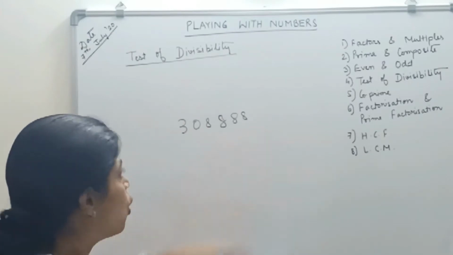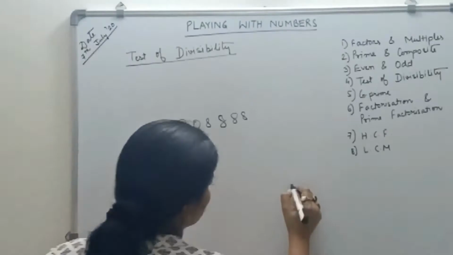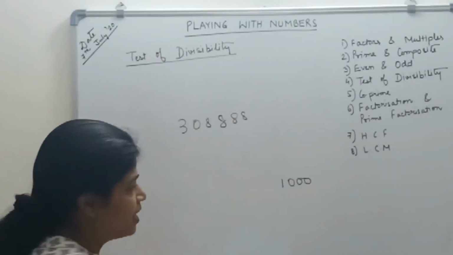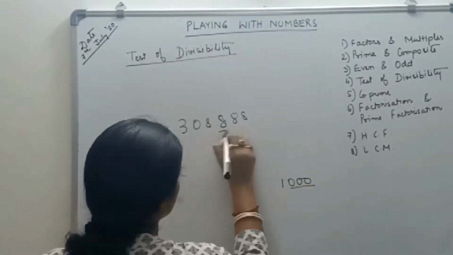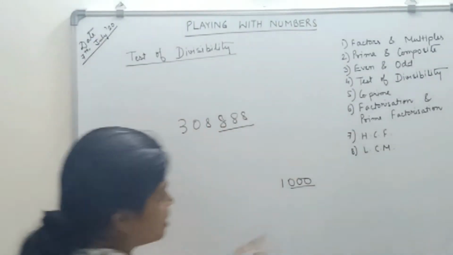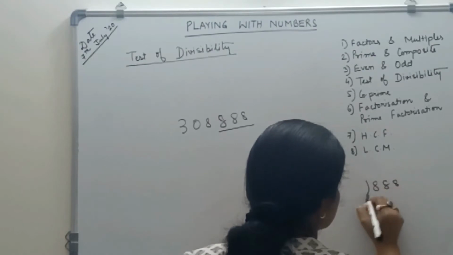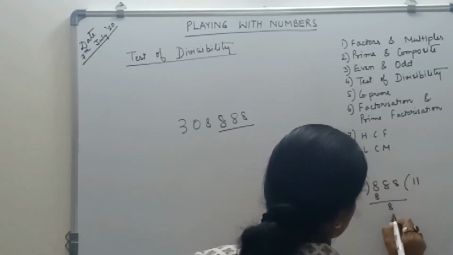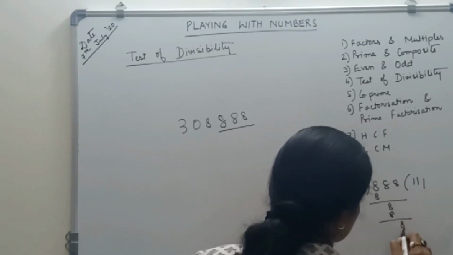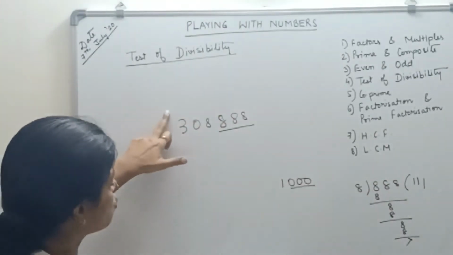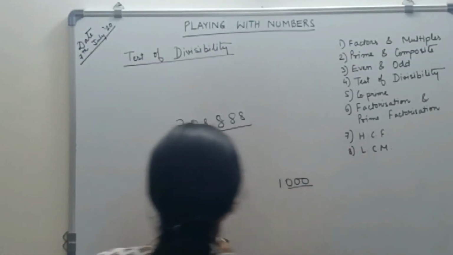Or if the last 3 digits of a number are 0, suppose I am taking 1000, a number whose last 3 digits are 0. Here the last 3 digits are 8, 8 and 8. So the last 3 digits will be divisible by 8. See why? 8, 8, 8. If I divide it by 8, 8 ones are 8, 8 ones are 8, 8 ones are 8. So the last 3 digits are divisible by 8. So we can show you that this whole number will be divisible by 8.